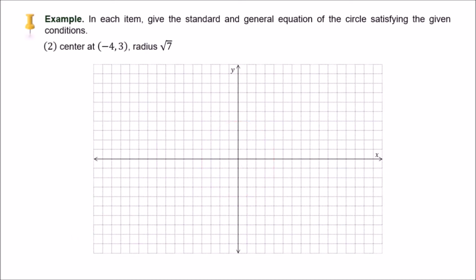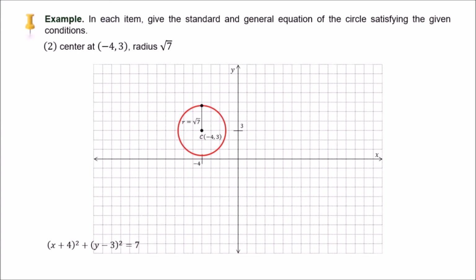Number 2. Center at (-4, 3) and radius square root of 7. Let's try to draw our circle. From the standard form of an equation of a circle, we'll have the square root of (x minus -4) squared plus (y minus 3) squared equals the radius, square root of 7. Squaring this expression, we'll have (x minus -4) squared plus (y minus 3) squared equals the square of the radius, square root of 7.